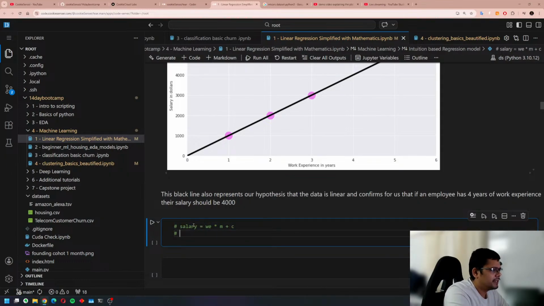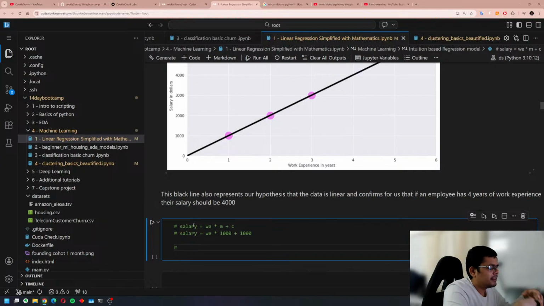So let's say in the first iteration, the m value and the c value are 1 and 1. Or let's take 1,000 and 1,000. Let's take the value of m as 1,000 and the value of c as 1,000. So in this model right here, this is my model 1. This is the logic that I defined for model 1, the first model.